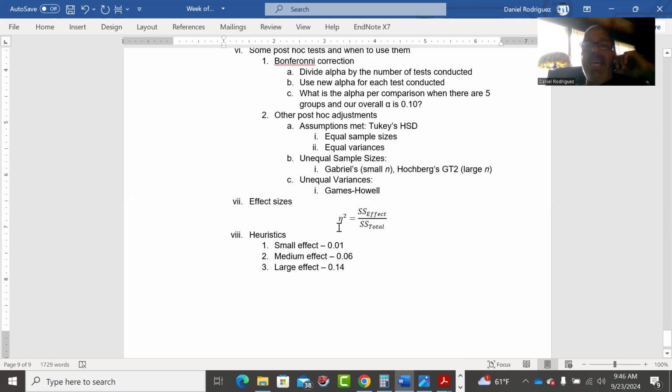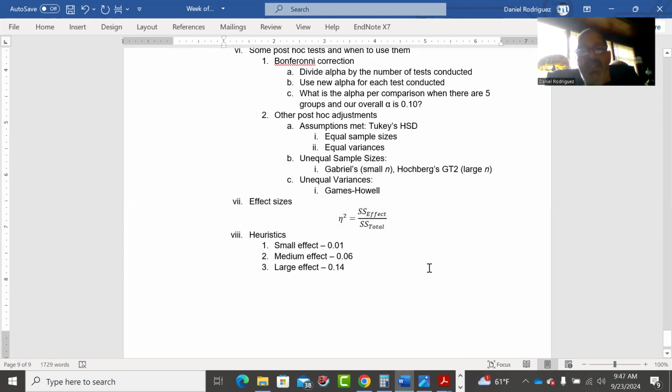This one is called eta. So this symbol here is eta, E-T-A. This is called eta squared. It looks at the sum of squares of the effect. In this case, the effect would be the sum of squares between, because that's what we're testing, right? Divided by the sum of squares total. So it gives us a proportion. Basically, it's telling us what proportion of the total sum of squares is accounted for by our treatment.